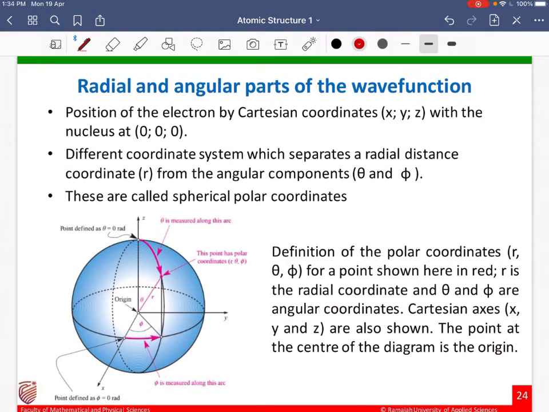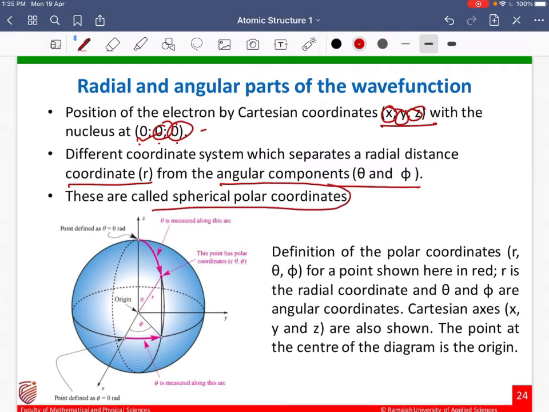So far, we have described the position of the electron by Cartesian coordinates, that is x, y, z, with the nucleus at 0, 0, 0. It is very often convenient to use a different coordinate system which separates a radial distance coordinate r from the angular components theta and phi. These are called spherical polar coordinates. So see the figure here.